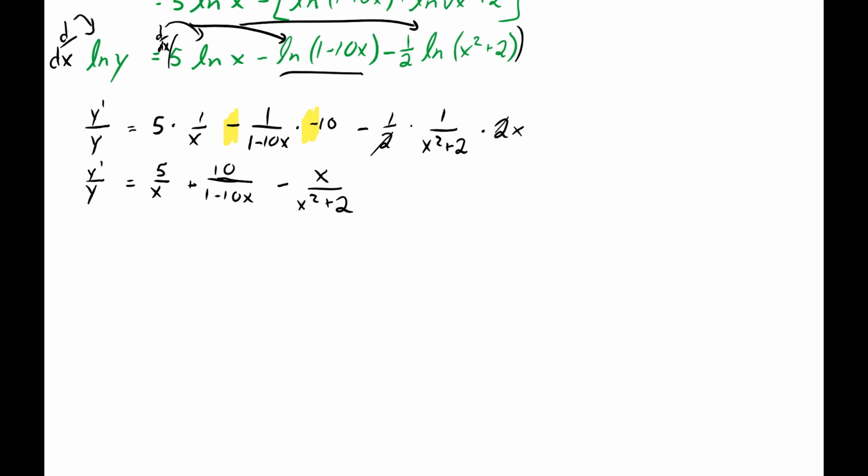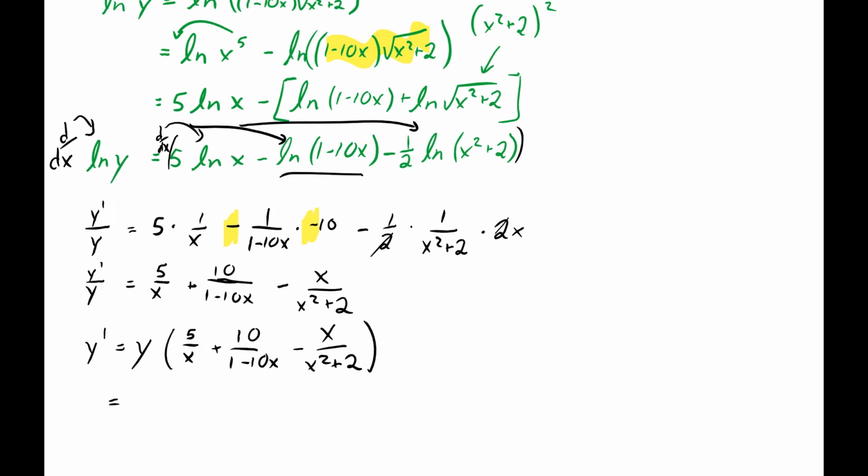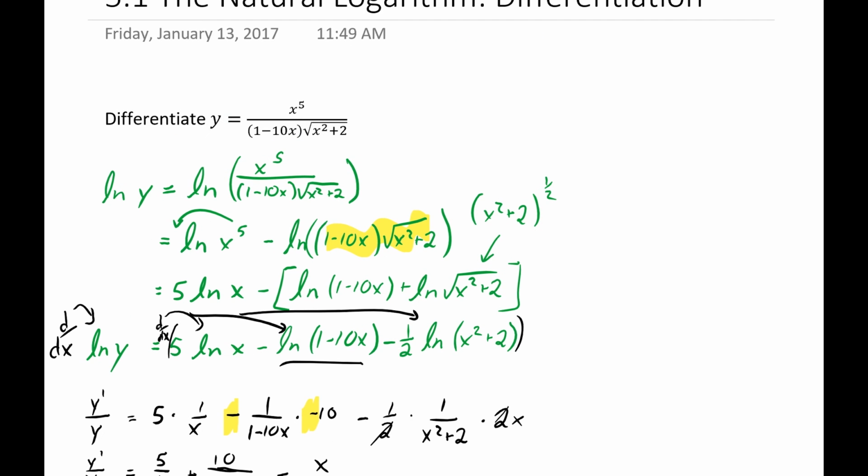So we're going to multiply both sides by y, and we have y prime equals y times. We copy it back down. But now the question becomes, well, what is y? We want everything in terms of x, so no y's in there. Well, y is just our original function. This guy right there. So we can just copy that down.